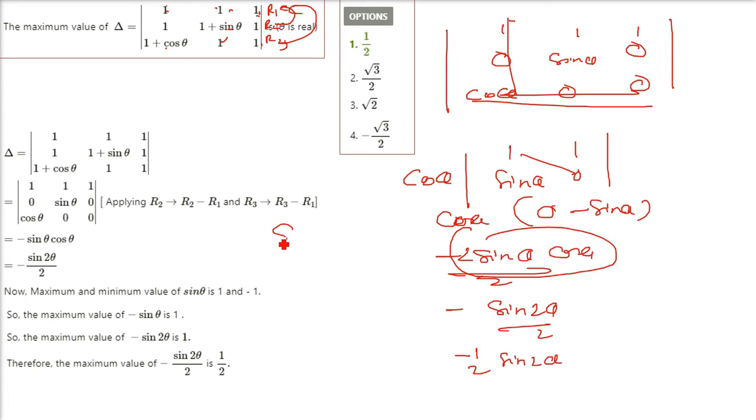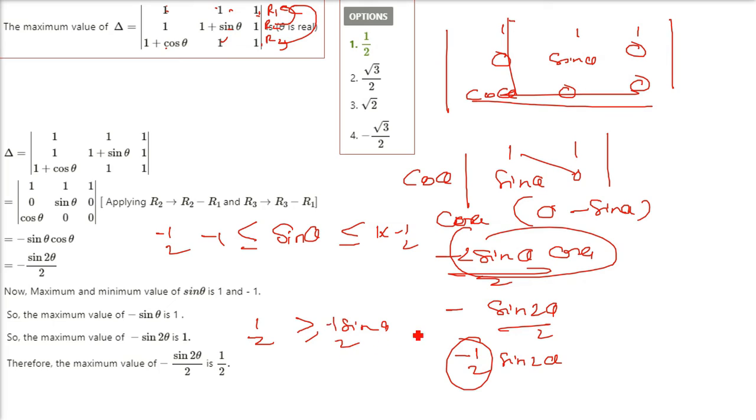I told you sin 2 theta is always between minus 1 and plus 1, any value. So it will be minus 1 to 1. Since we have minus half, when we multiply by a negative, the inequality sign will change. So I am multiplying both sides by minus half. All of the elements with minus half, the sign will change. It is half greater than or equal to sin 2 theta, and then greater than or equal to negative half.